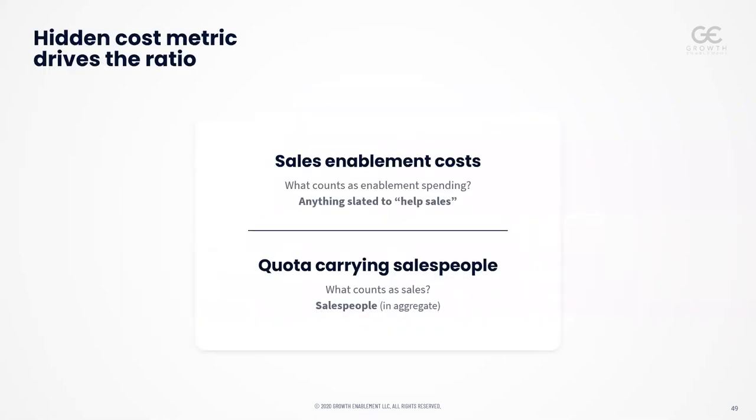Okay, so what does that ratio look like and how do we get that number, the $502,000? We need to put things in the numerator: sales enablement costs, AKA anything slated to help sales. And then we need to put in the denominator quota carrying salespeople, AKA salespeople in aggregate. As simple as this is, and staying dedicated to this is really important, what you're going to find is a lot of questions. For example, what actually counts as a quota carrying sales rep when you have a bunch of overlays? Where do you put the frontline sales managers? Do you count them as quota carrying or do you count them as sales enablement costs? So that's why we need a model.